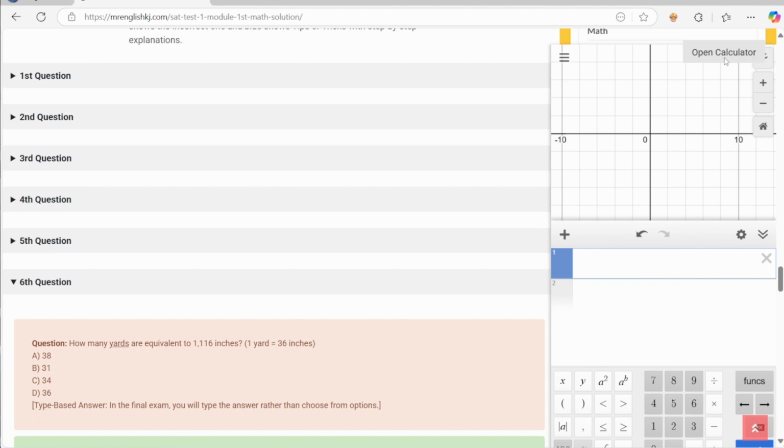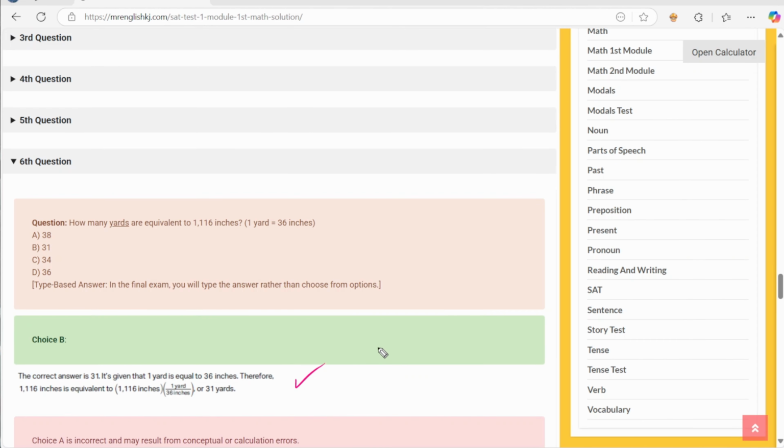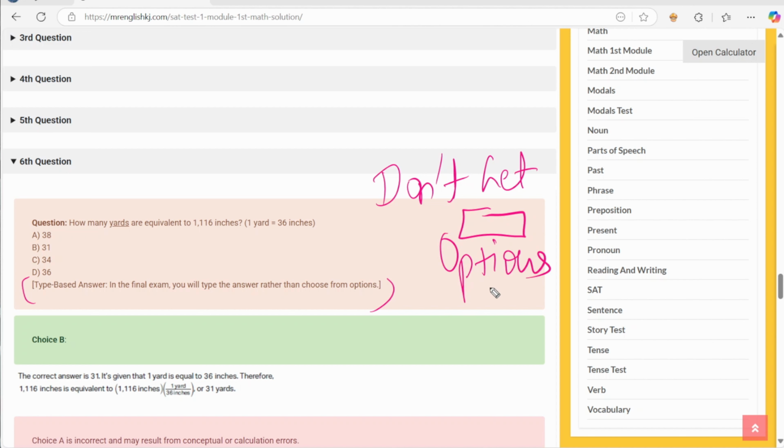You can see B is the correct answer, and the SAT team explained how you should do it. But it's a simple question. Here you see the type-in answer. For these types of answers you don't get options. You remember, right? Rather, you will just get a box and you have to fill in your answer.